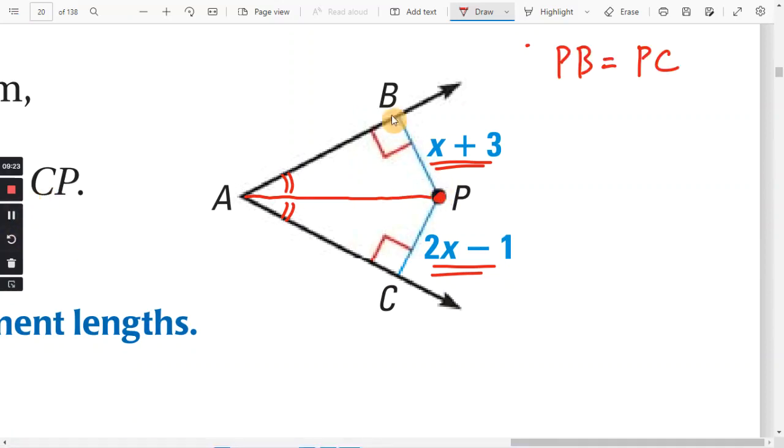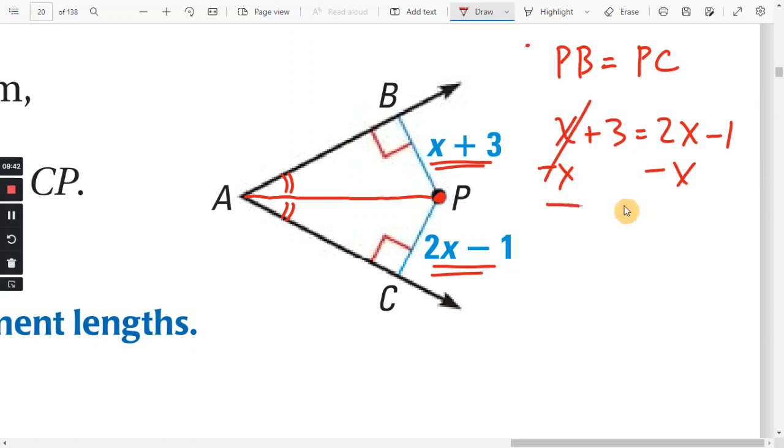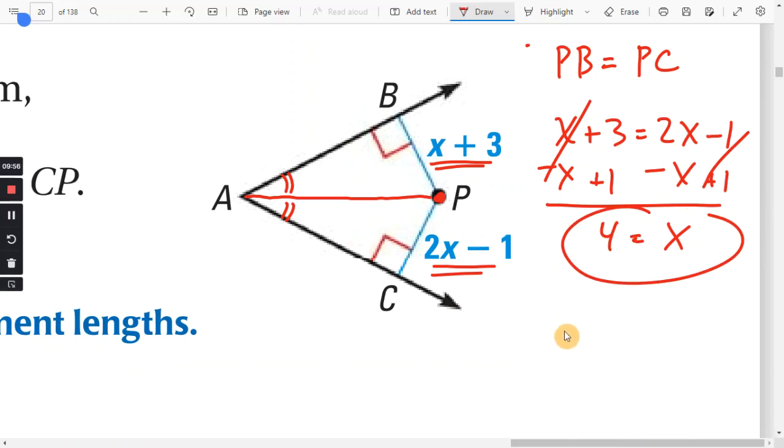All right, so we have PB equals PC. So PB is x plus 3, and PC is right here, 2x minus 1. Solving for x, I like to subtract the smaller x, and it cancels here. 2x minus x is x, and we want to get rid of negative 1, so the opposite would be positive 1. And 3 plus 1, of course, is just 4. So that's it. They only ask for x.